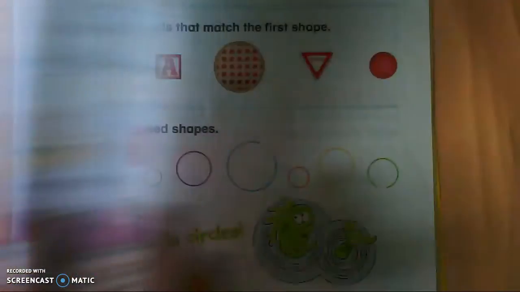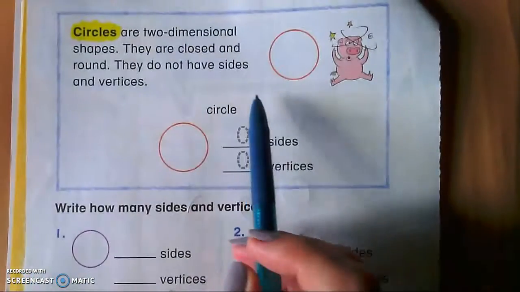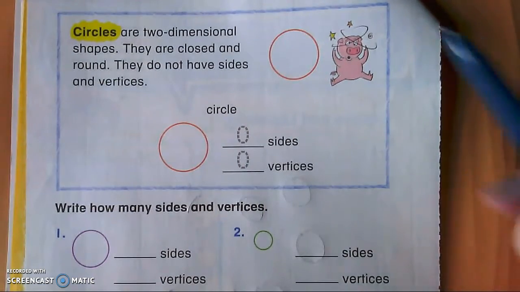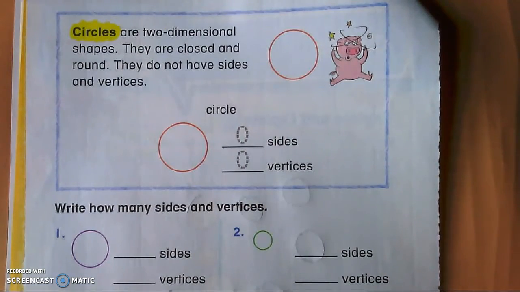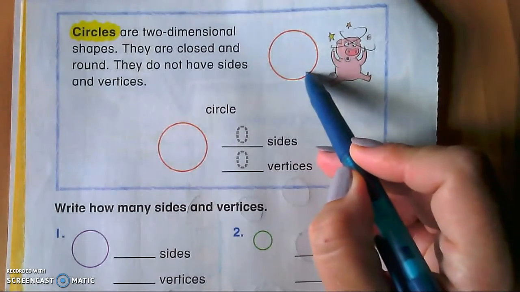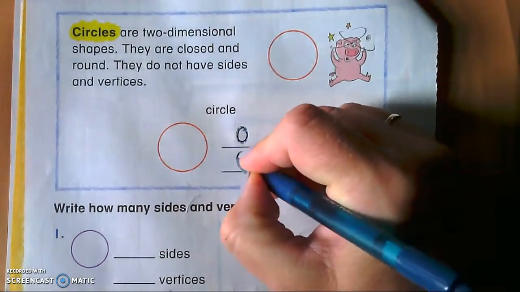All right, let's turn to the next page and we will take a look at our vocabulary for today. Circles. Circles are two-dimensional shapes. That means they're flat shapes on a paper. They are closed and round. They do not have sides and vertices. So our closed round shape has 0 sides and 0 vertices.